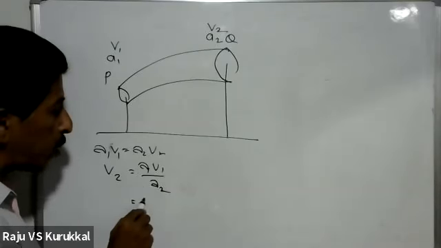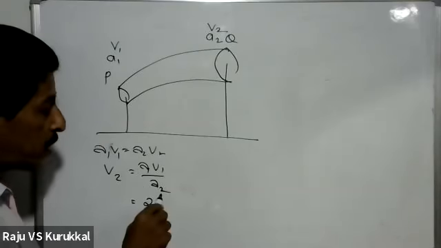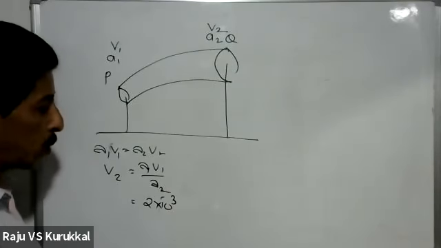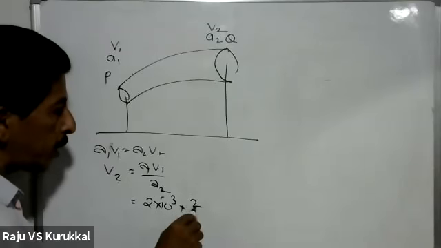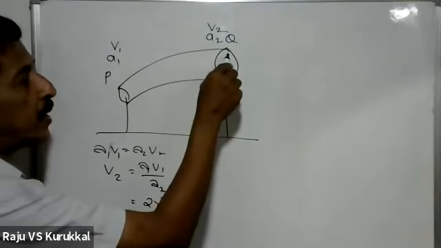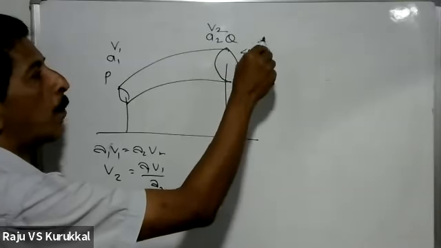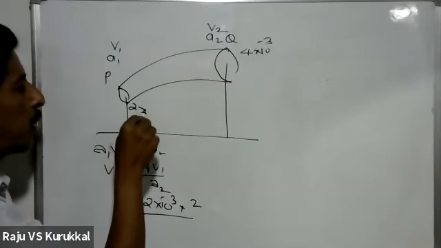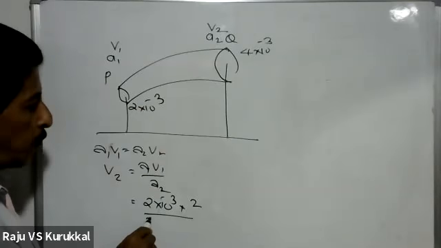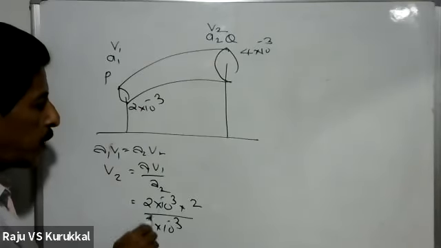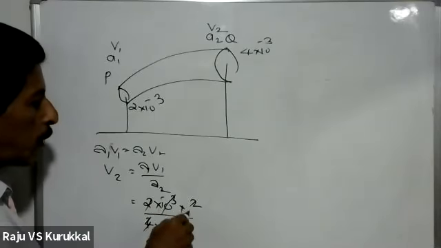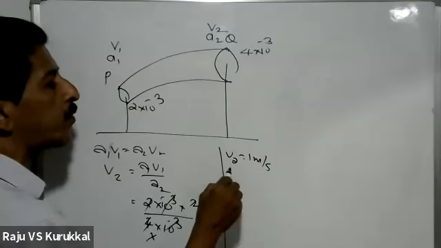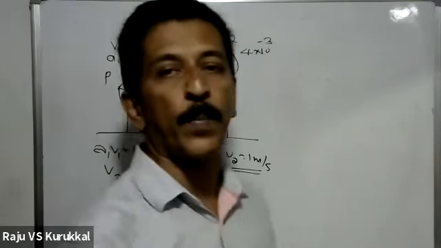Why? What is A1? Sorry, A1 is 2 into 10 raised to minus 3, and the velocity V1 is 2. The area here is 4 into 10 raised to minus 3, and this is 2 into 10 raised to minus 3. So here 4 into 10 raised to minus 3 comes. When we simplify, the 2 cancels and we get 1. So velocity V2 is equal to 1 meter per second.